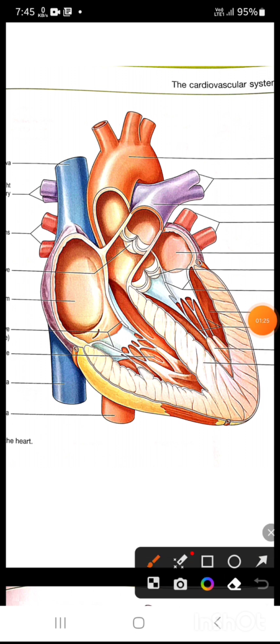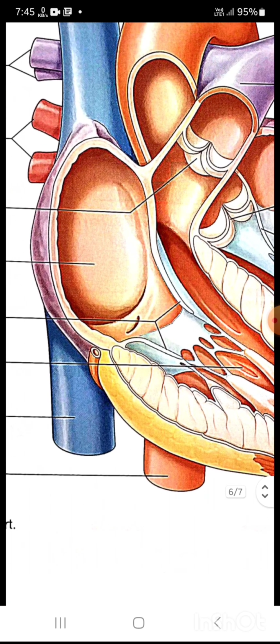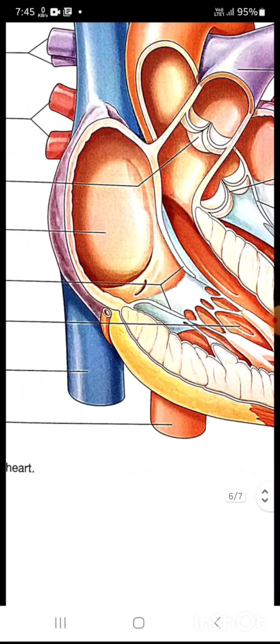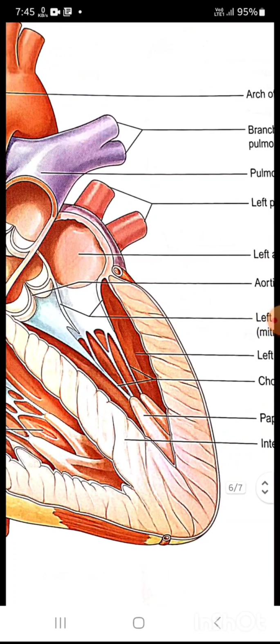So, this one is the atria and this one is the ventricle. This is the septum, which divides the heart into two parts. This one is the right side of the heart and this one is the left side of the heart.